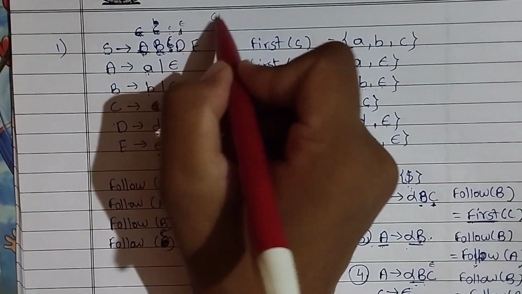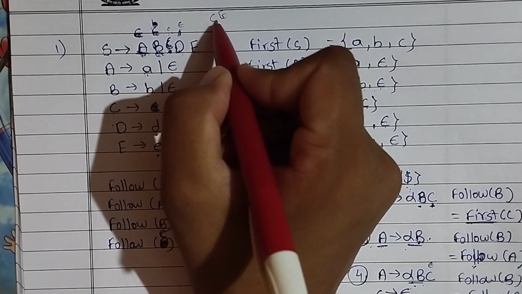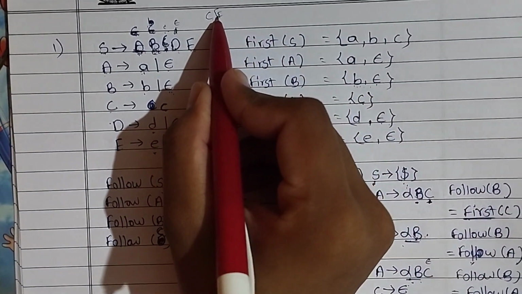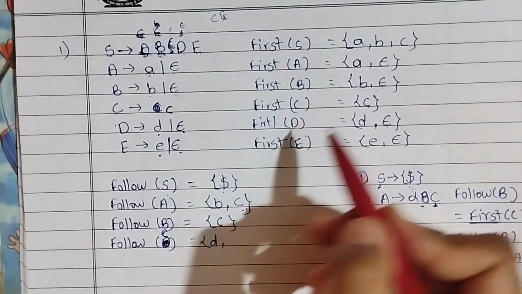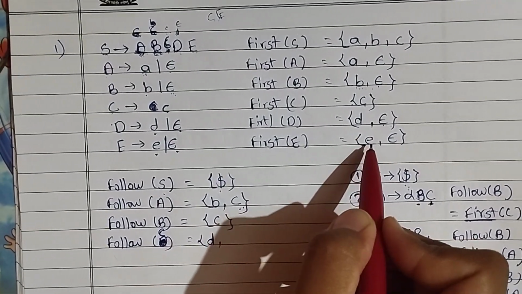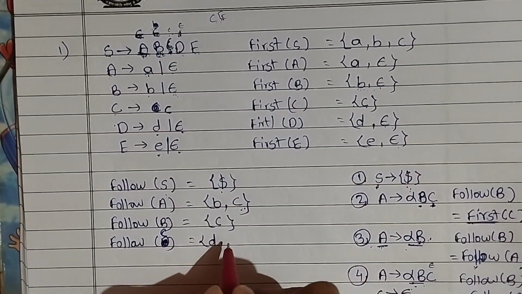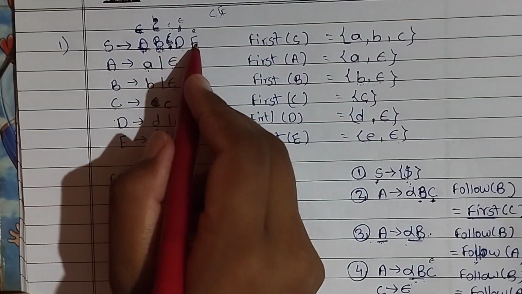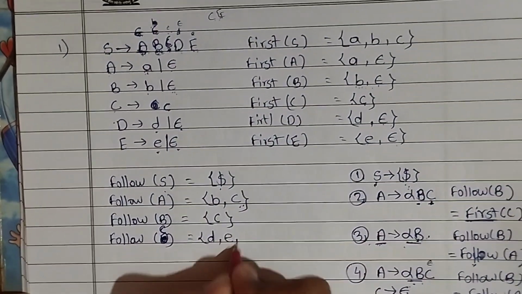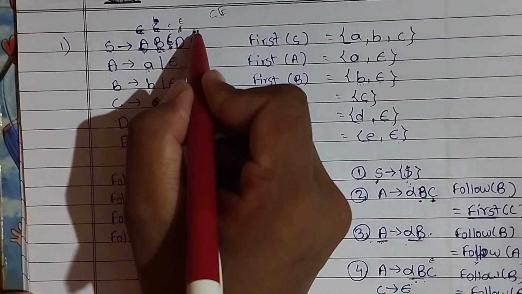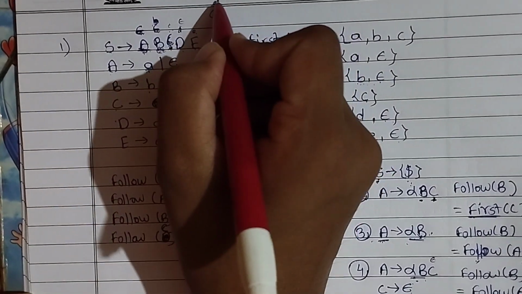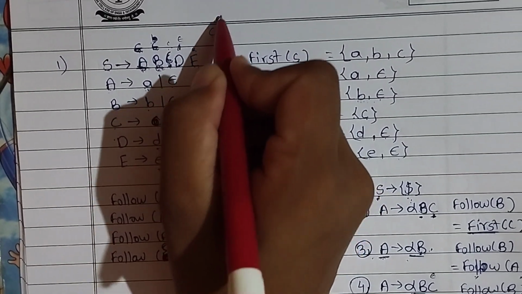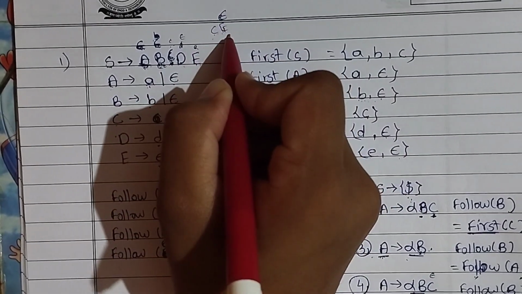If a non-terminal is followed by a non-terminal, then we find out the first of the non-terminal. So first of E. First of E is small e and null. So first we consider small e, then C is followed by small e. The second time we consider null, so C is followed by null.